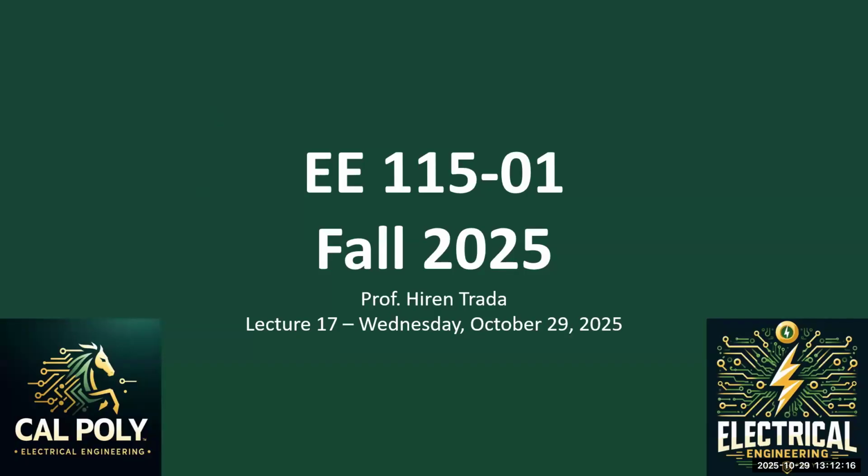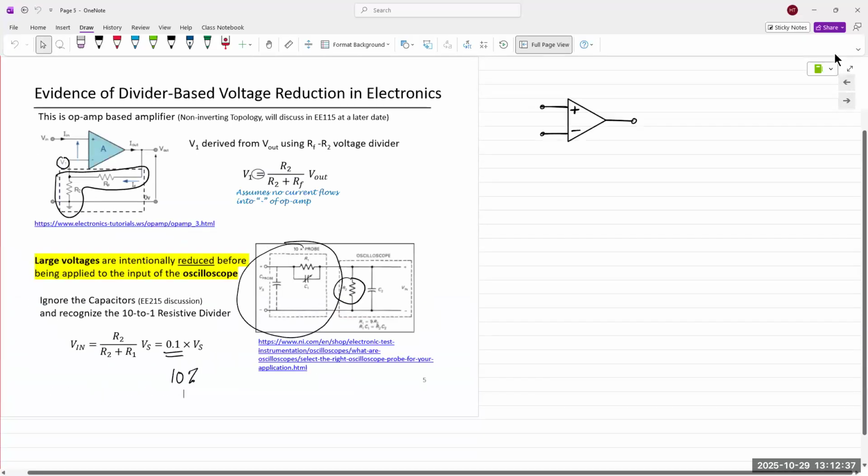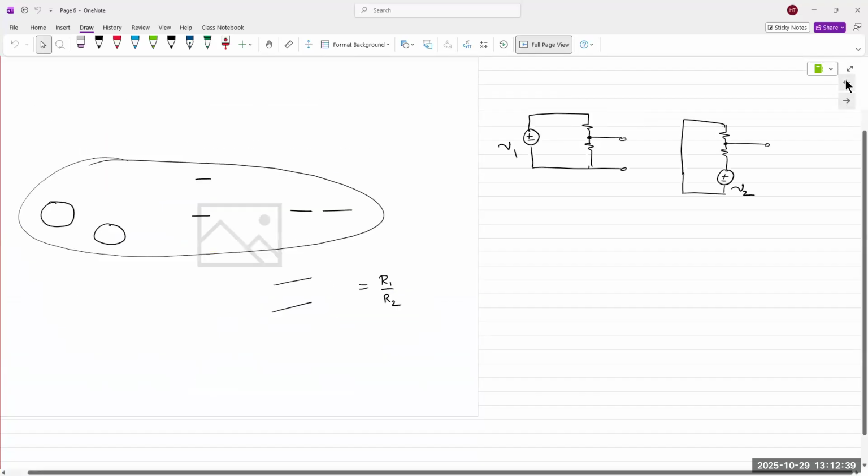Let's see, where did we stop last class? DC sources from batteries, voltage dividers, application, and then divider-based DC sources, electronics. Let's switch over to the notebook. And then let's see here, op amps.